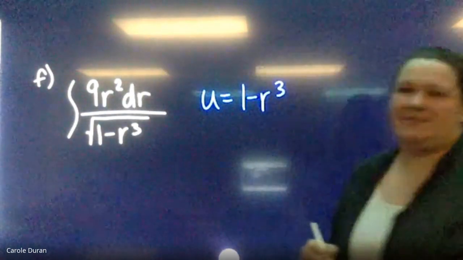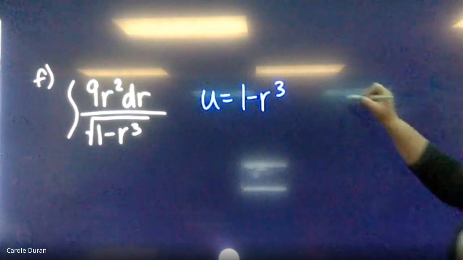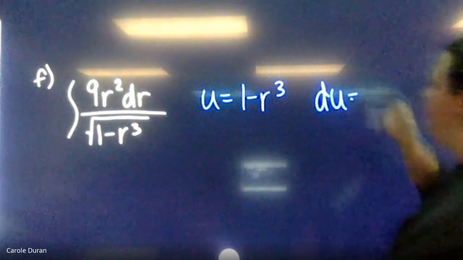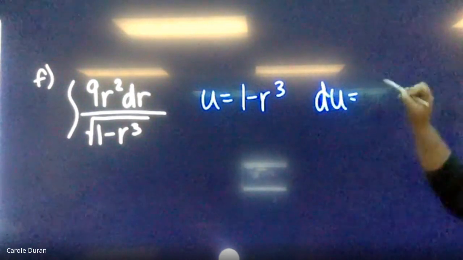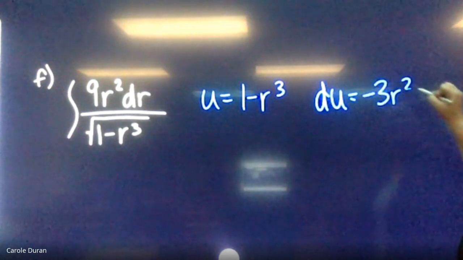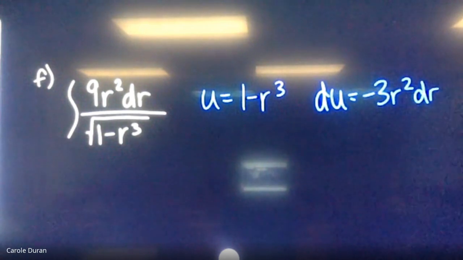What do I do next? Du. Find my derivative of u, which is what? Negative 3r squared. Negative 3r squared dr. There you go. Oh, shoot, my bad. My derivative is negative 3r squared dr. Then what do I do?